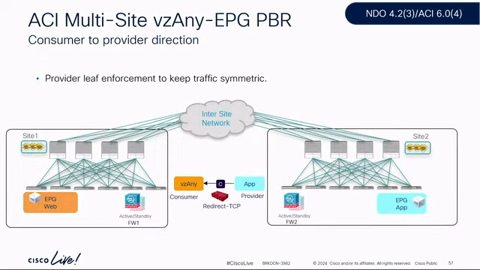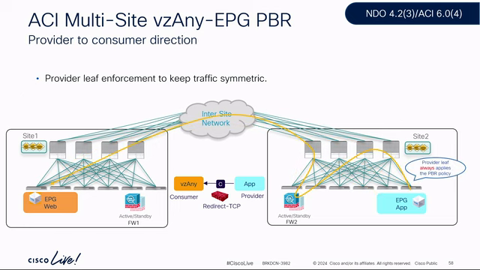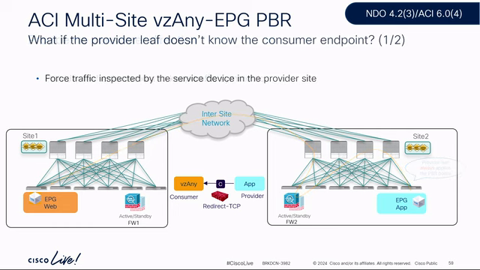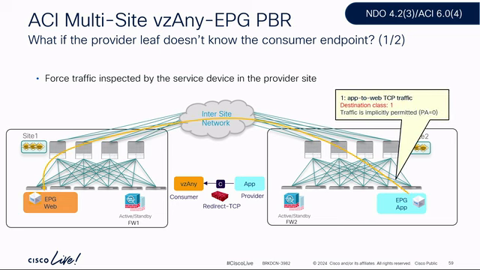So let's take a look at a with any to app provider redirect contract. Web endpoint in site 1, app endpoint in site 2. So we always apply policy on the provider leaf for incoming traffic, and for return traffic, we apply policy on the provider leaf. It's pretty much the same as the previous example for EPG to EPG. What if the provider leaf doesn't know the consumer endpoint yet? Then we have no choice but to implicitly permit the traffic, which means the policy applied bit is set to 0.